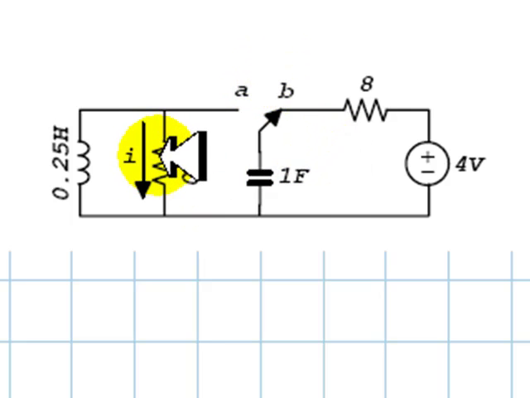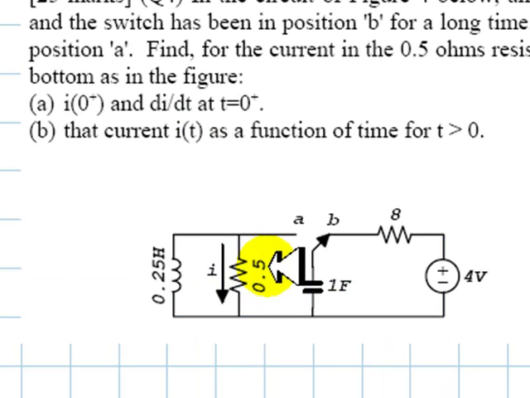Find this current, the current in the 0.5 ohm resistor. Find the value of that current at 0 plus, the value of its first derivative with time at 0 plus, and find for t greater than 0 that current as a function of time.